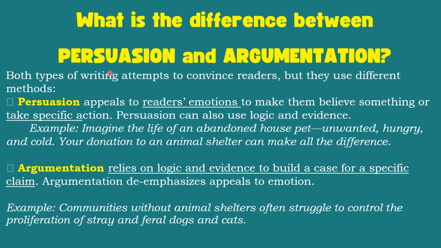So what is the difference between persuasion and argumentation? Unsay kalahian aning duha? Well, both of them attempt to convince readers. Sa persuasion ug argumentation, kaning duha ni attempt to convince ang readers. However, when we talk about persuasion, it appeals to readers' emotions. So, mo gini pinaka-highlight sa persuasion, ni target igunta sa atong emotions to make the readers believe something or take specific action. Persuasion can also use logic and evidence.